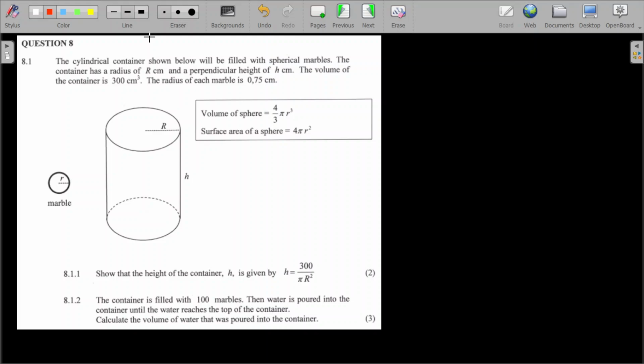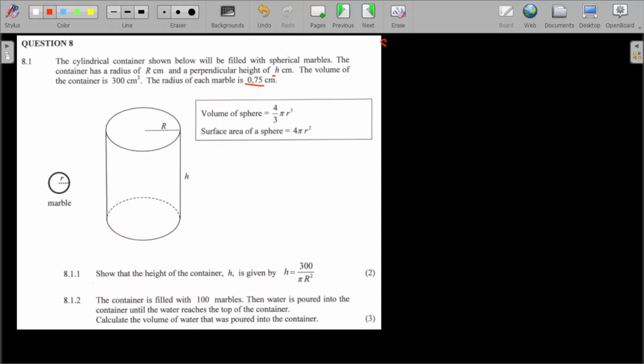cylindrical container shown below, filled with spherical marbles. The container has a radius of r centimeters and a perpendicular height of 8 centimeters, and the volume of the whole container is 300 cubic centimeters. Each of the marbles has a radius of 0.75. Now this radius is for the marbles, it's not for the container, which is very, very important.